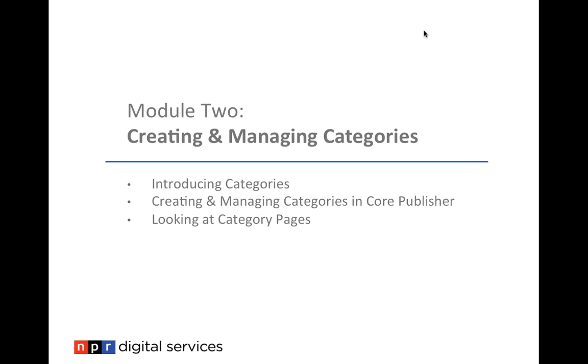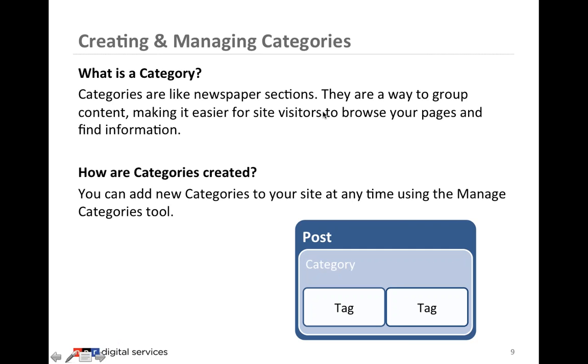So in this module, we're going to introduce categories, talk about how to create and manage them, and then also just look at category pages. So when you are thinking about categories, you want to think about your local newspaper. So when you open up your local newspaper, I'm sure that you have multiple sections in your paper. You'll have maybe arts and culture, politics, maybe a real estate section, perhaps a section on education.